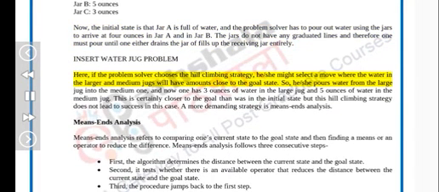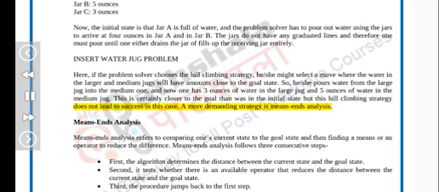Here, if the problem solver chooses the hill climbing strategy, she might select a move where the water in the larger and medium jugs will have amounts close to the goal state. So, she pours water from the large jug into the medium one, and now one has 3 ounces of water in the large jug and 5 ounces of water in the medium jug. This is certainly closer to the goal than the initial state, but this hill climbing strategy does not lead to success in this case.